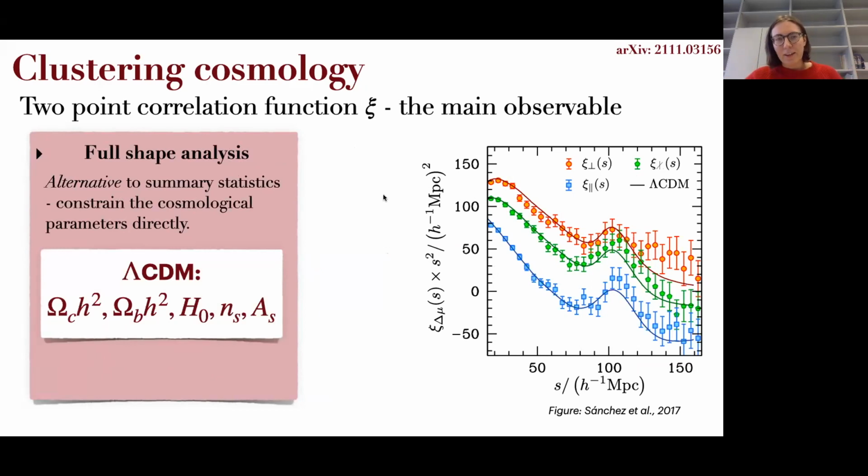However, an alternative way to analyze the 2-point correlation function is to perform the full shape analysis. So here, the entire measurement is modeled and fit. And in this case, we're able to extract the whole information carried by the 2-point correlation function. Also, unlike the summary statistics, we have to fit the BAO peak and the redshift space distortions with the same cosmology, which might not necessarily be the case in the summary statistic analysis. So the full shape analysis is what we want to perform here. We want to fit our measurements and go directly to the parameter constraints from that.